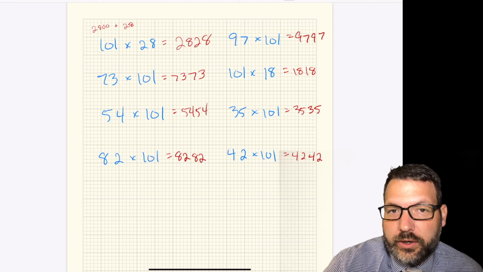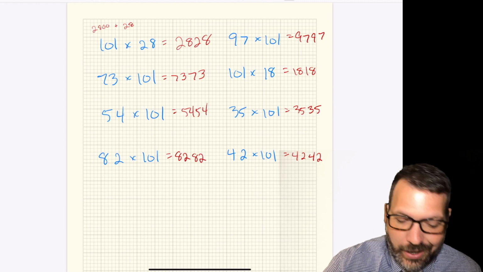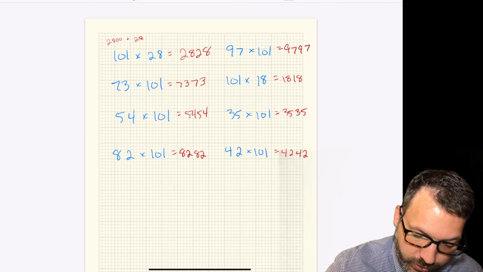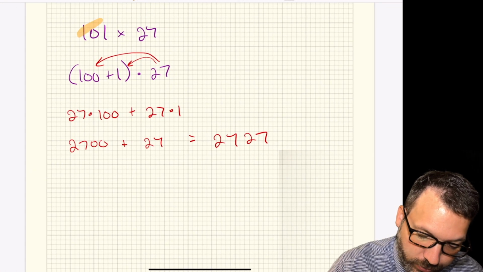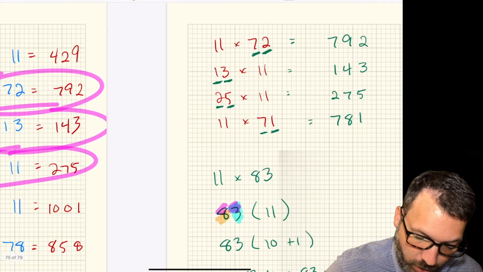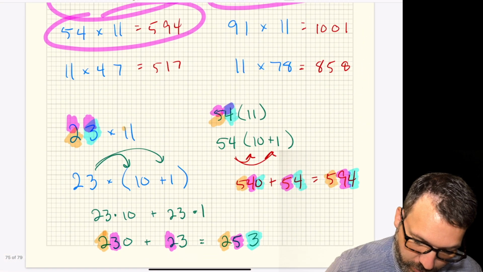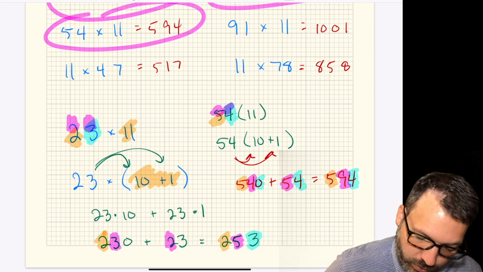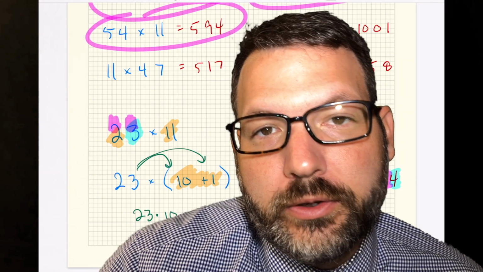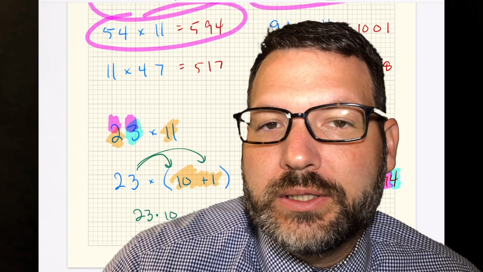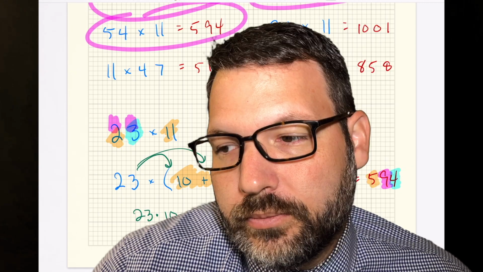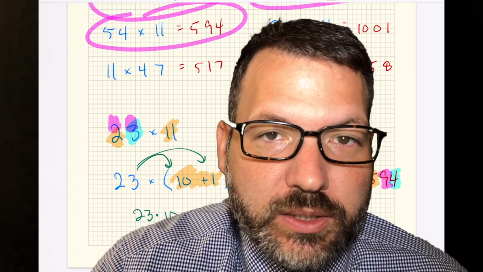We call these single distribution tricks because I only take one of the numbers and split it up, right? I only took the 101 and split it up into 100 plus 1. I only took the 11 and split it up into 10 plus 1. There are other single distribution tricks. There's a trick based on multiplying by 12. Those are the ones I'm familiar with, but you can invent as many as you want.